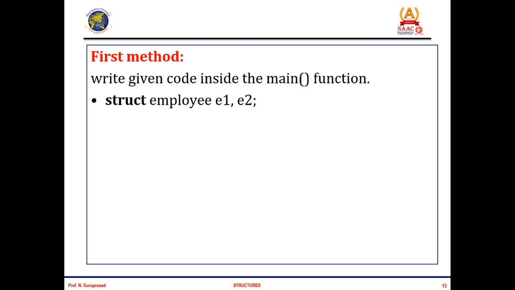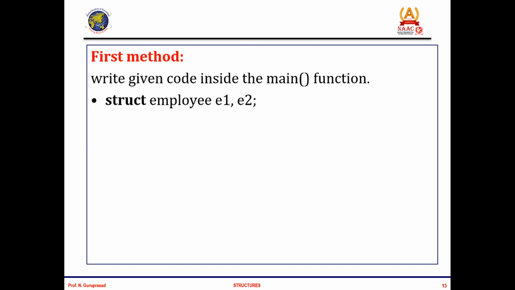Now the first method is like this. You write the given code inside the main function, followed by struct employee E1, E2. When I say struct employee E1, E2, the significance of this statement is: struct is a keyword, employee is the name of the structure, which we also call a structure tag. E1 and E2 are structure variables.